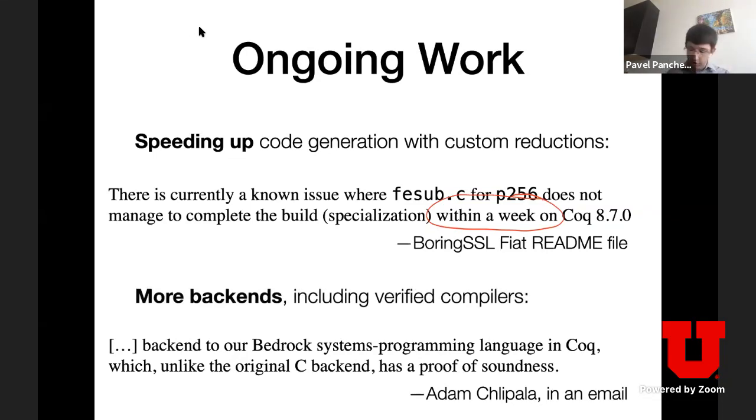And they're also working on backends. One of those backends includes this programming language that Adam's group has developed in Coq over the years called Bedrock, which compiles directly to assembly and is also verified. So, for one, it means that bugs in your compiler won't result in insecure code. And for another, it means that they would have more control over the assembly being outputted, and potentially they could make it faster that way as well.